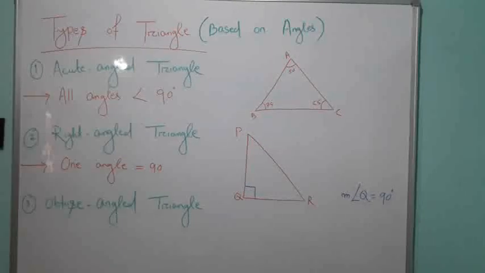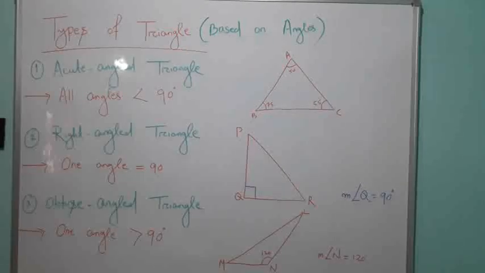Now come to the third triangle, obtuse angle triangle. It is a triangle whose one angle is greater than 90 degrees. Here LMN is an obtuse angle triangle because its angle N is 120 degrees, which is greater than 90 degrees.